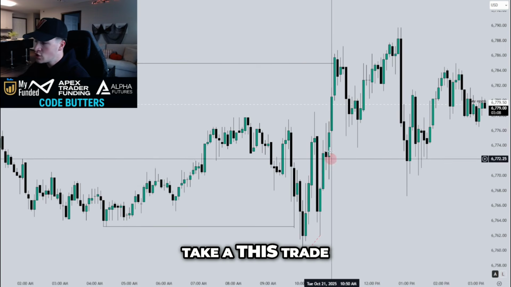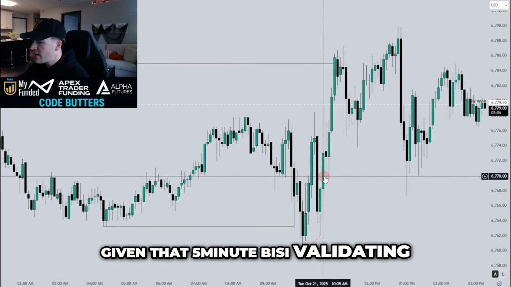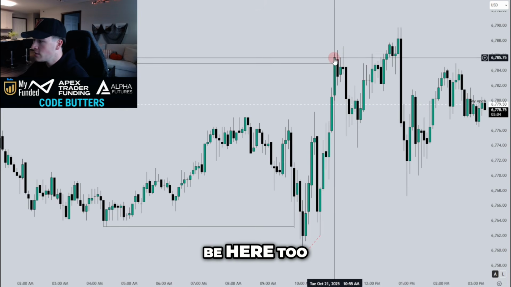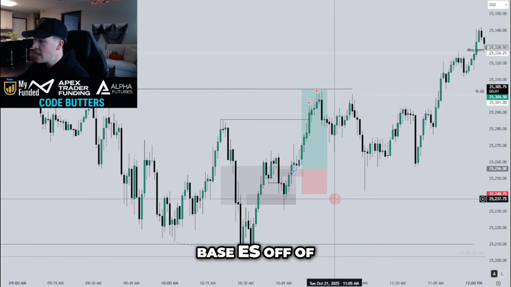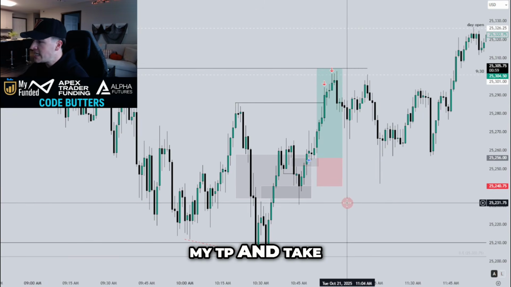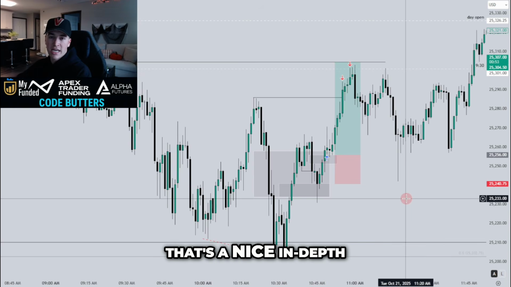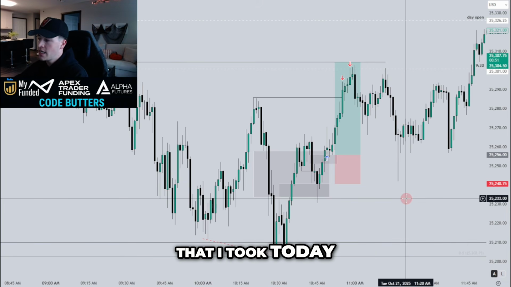If you were to take this trade on ES, given that 5-minute BISI validating, your profit target would be here too. So I'm going to base ES off of my TP and take it on NQ. That's a nice in-depth breakdown of the trade that I took today, you guys.